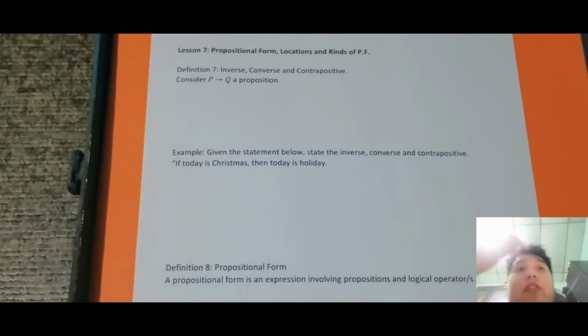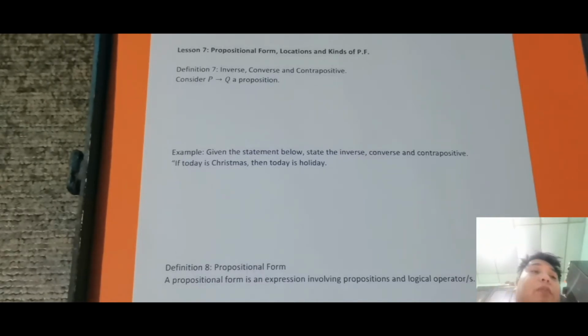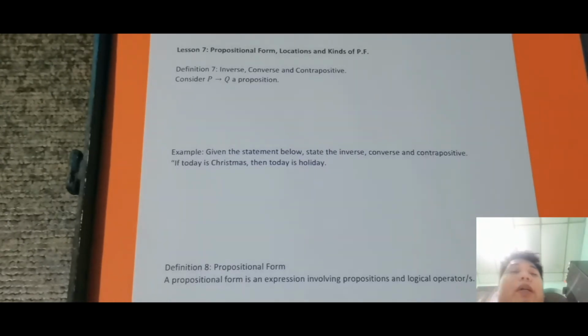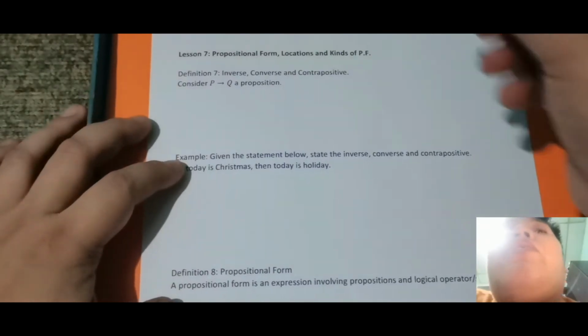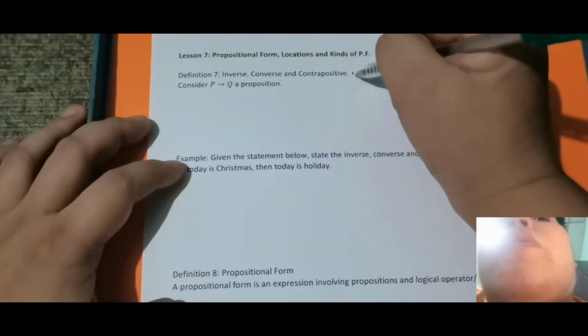So ito na ating lesson 7 para sa ating mathematical logic. So the topic is all about propositional forms, location, and kinds of propositional forms. Okay, so before that, meron muna akong babalikan about sa ating discussion last time. So let's have definition number 7. So we have the inverse, converse, and contrapositive of P implies Q of an implication.